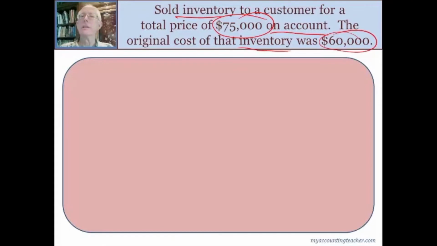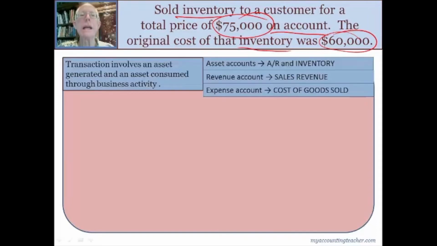So we're getting a little complicated here. Let's see if we can figure this out. What's involved here? Well, I'll tell you what's involved. There's no cash involved, but there's an asset, accounts receivable. Well, this AR here stands for accounts receivable. But the asset inventory also is involved because the inventory is now in the customer's truck driving away. So the inventory is also involved.